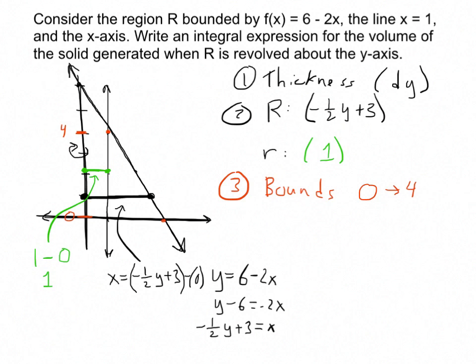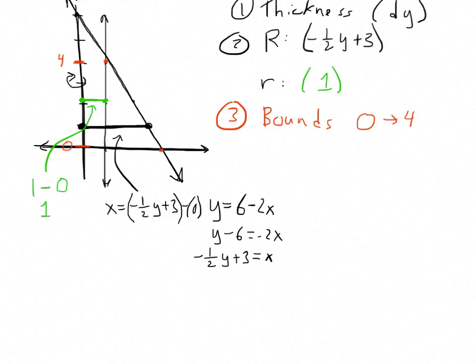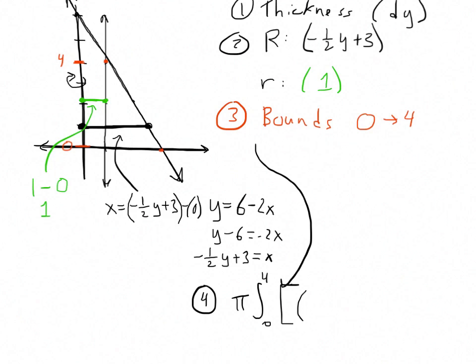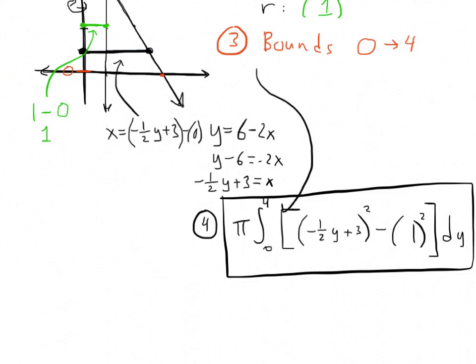The final step I have to take in setting this thing up is using the formula that we sort of defined on the other page. I'm going to try and scroll this up a little bit so I can fit this underneath all of this work here. Step 4. Right? We have pi, the integral from 0 to 4. Then we have the outer radius, that's negative 1/2 y plus 3 squared, minus the inner radius, which we found was 1 squared dy.